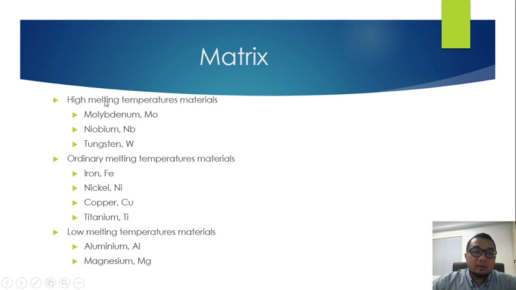High melting temperature materials, for example, are molybdenum, niobium or tungsten. Ordinary melting temperature materials are iron, nickel, copper, titanium. But low melting temperature materials are aluminium and magnesium. So these are examples of materials that you can use in a metal matrix composite. If you want to go for higher temperature applications, you can use the high melting temperature ones. So before you produce a product or make a composite, you must know each material and its temperature.